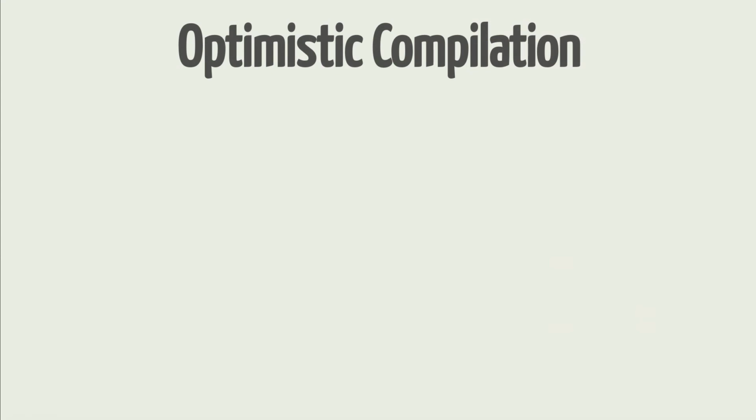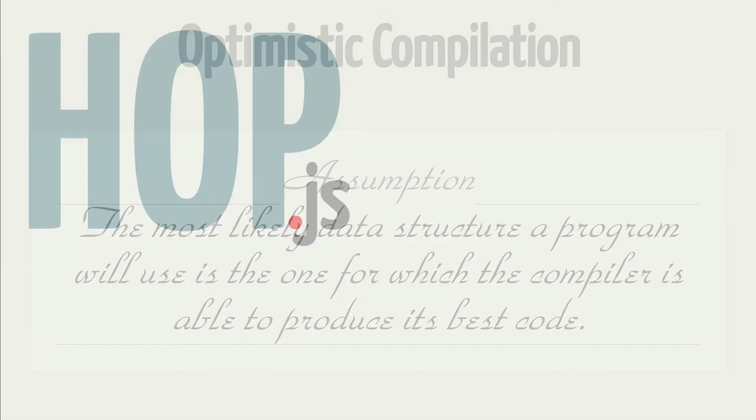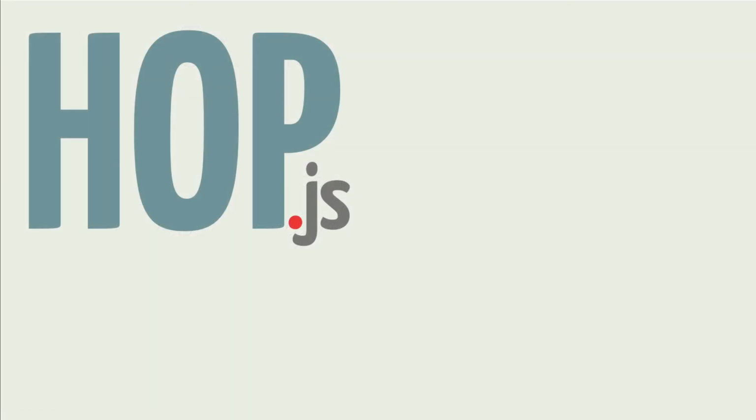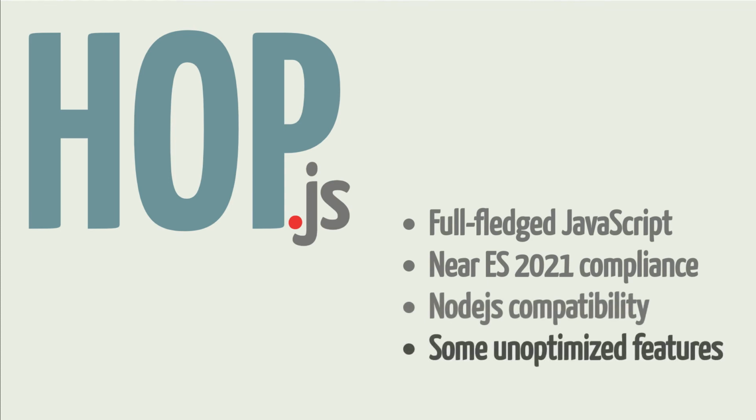Our approach relies on the following assumption. The most likely data structure a program will use is the one for which the compiler is able to produce its best code. We have established the validity of this assumption in a previous study. To validate the approach, we have built Hop.js, an ahead-of-time compiler for JavaScript. Hop.js compiles all of JavaScript, but it does not optimize the whole language. Some features are not optimized, for instance, eval, or floating point numbers.